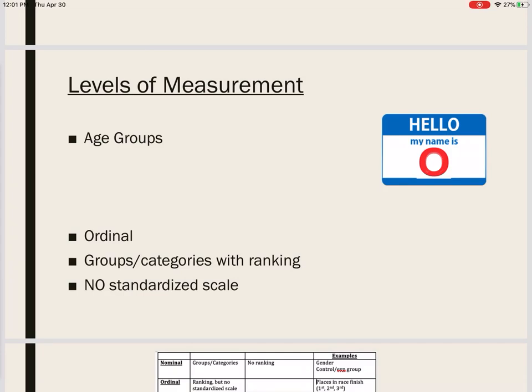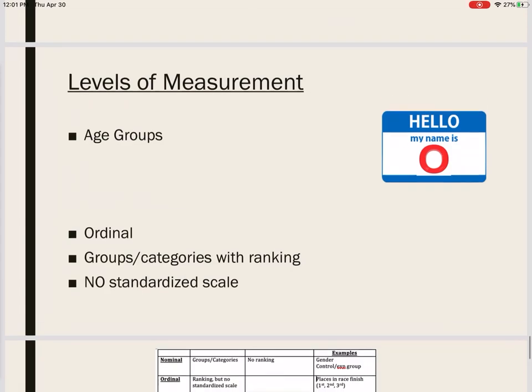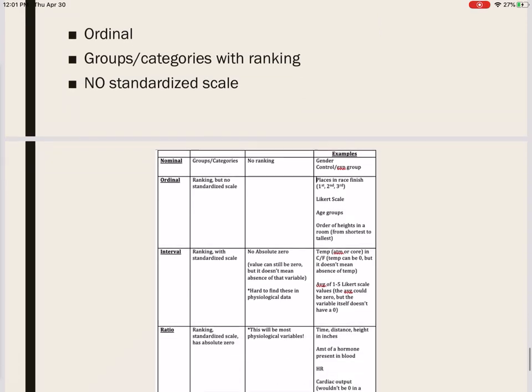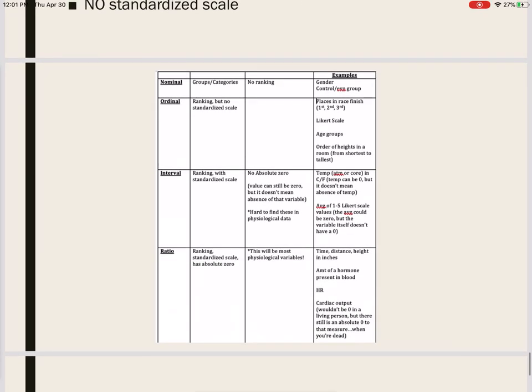We know that age groups is ordinal. There's no standardized scale in the age groups because if I have a sample of 5 people, it's not going to be that the difference between each of those 5 in age is the exact same. Here is a summary table for you. Let me tell you something. Even the most seasoned of researchers sometimes have to take a look back at this to make sure.